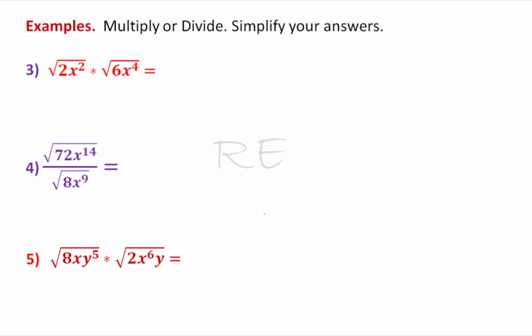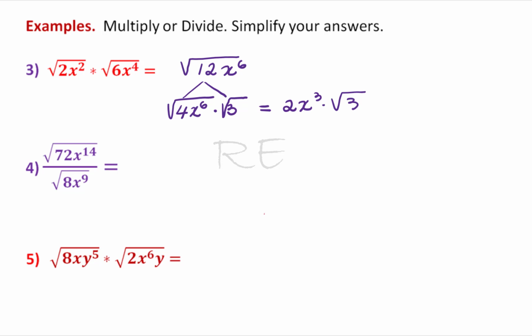For number 3, we're going to put everything together, and it's going to be 2 times 6, which is 12, and x to the 2nd times x to the 4th, which is x to the 6th. 12 is 4 times 3, and x to the 6th is perfect. So we're going to have the square root of 4x to the 6th times the square root of 3. The square root of 4x to the 6th is equal to 2x cubed, multiplied by the square root of 3.